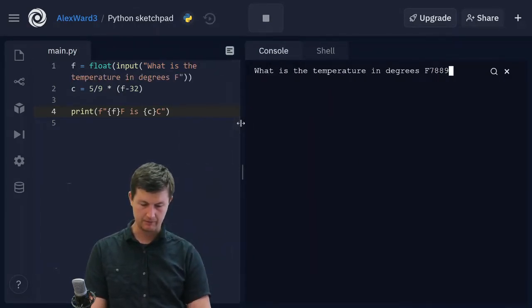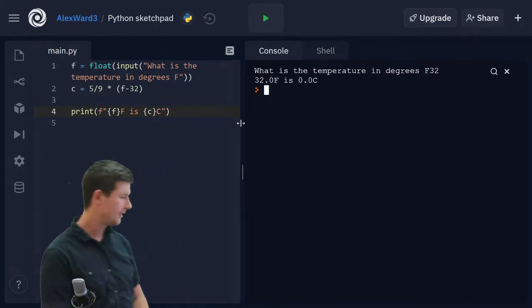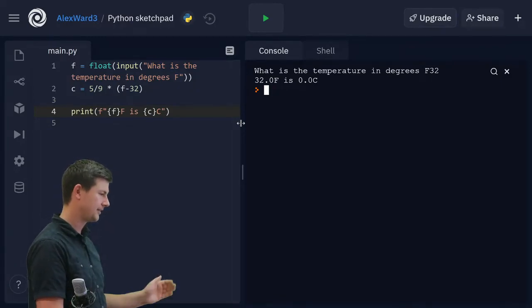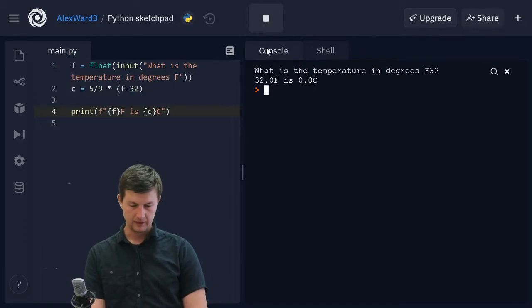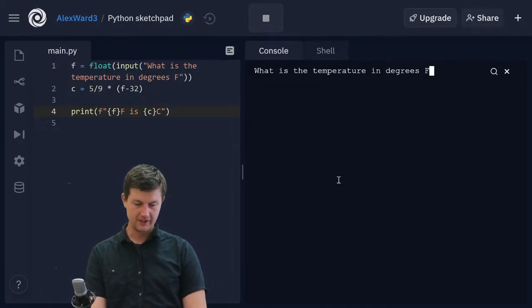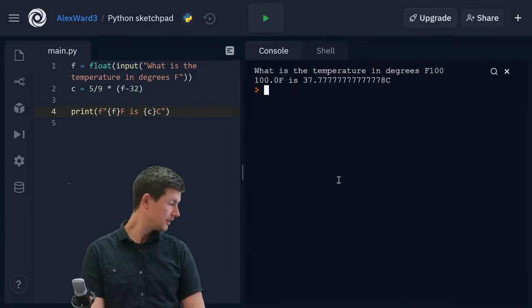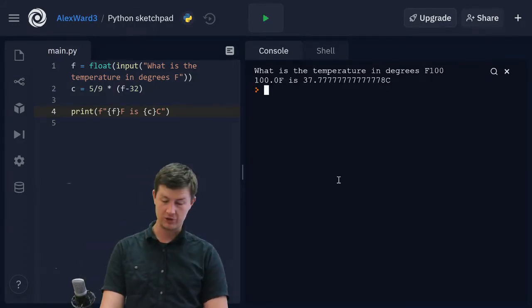It's 701. No, that's way too much. Let's see. If it's 32, I believe we should be at 0. Correct. Nice. Run that. What is the temperature in degrees? Let's do 100 degrees. There we go. We might want to round this.